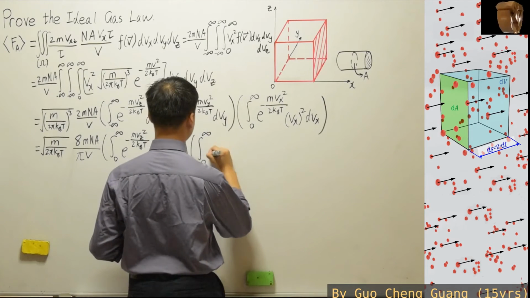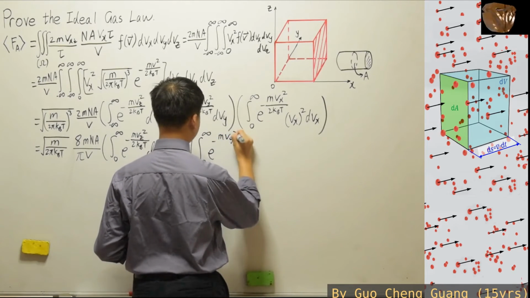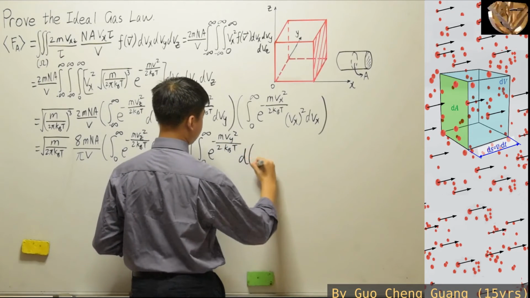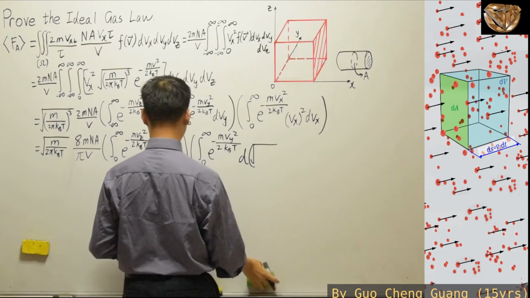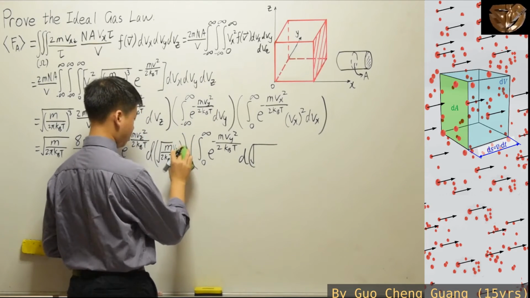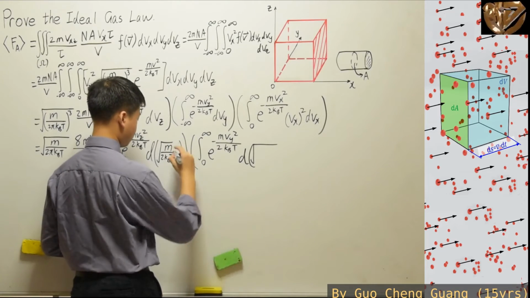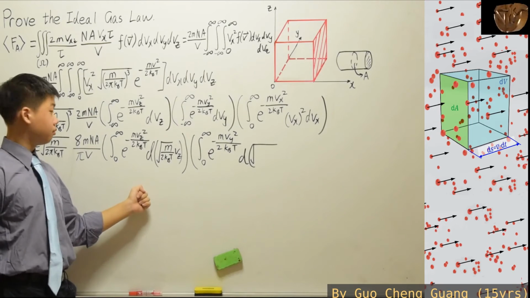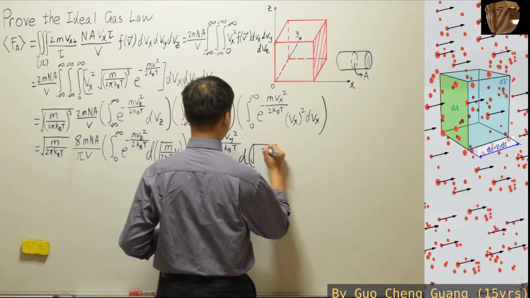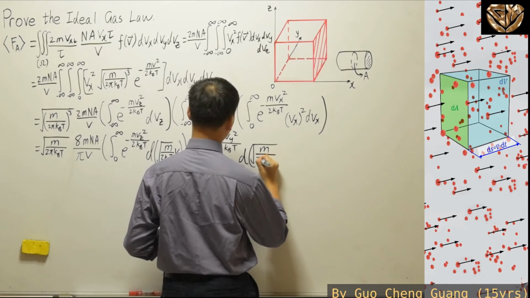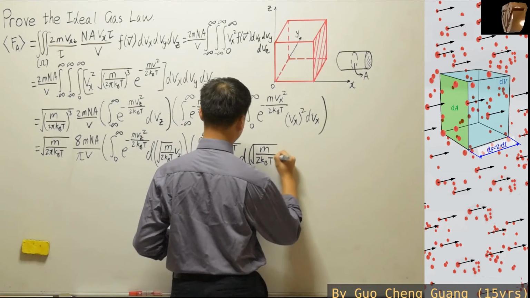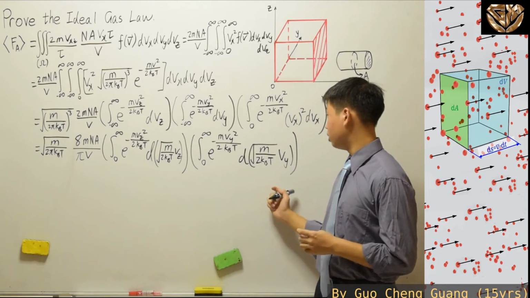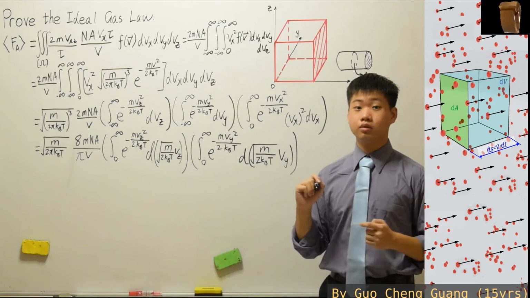Integrate 0 to infinity e to the power negative mvy squared over 2 kBT dvy. I'm sorry, this vx is not part of it. Vz, I mean. Alright, so this is what it should look like. Is this correct now? Okay, so m over 2 kBT, then vy on the outside. Alright, so this is what your next term will look like.